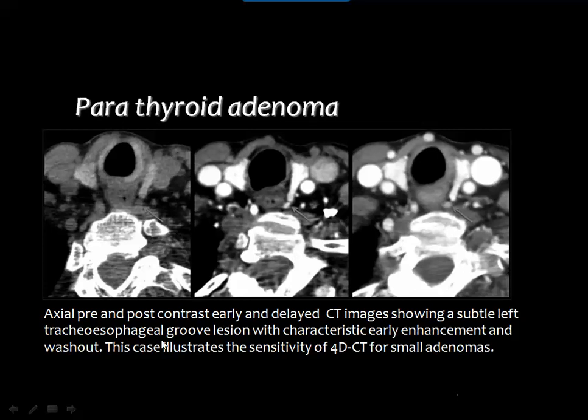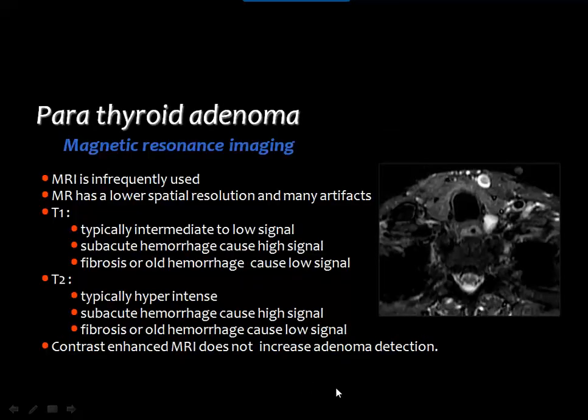And this is an example. In the pre-contrast scans, you may see some shadow which is posterior to the left thyroid lobe. After injection of contrast in the arterial phase, it shows intense enhancement, and in the delayed phase, it shows washout. These findings are considered by the literature as pathognomonic for parathyroid adenoma in the presence of positive clinical data.